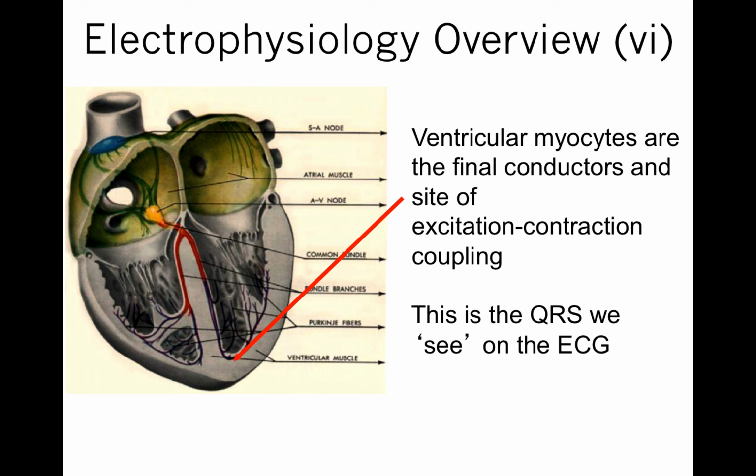Now, the ventricular myocytes are the final pathway. So following depolarization of the His Purkinje system, the electric impulse will relay to the myocytes, and this will conclude in contraction of the heart, of the ventricles, and the blood going towards the lungs and the rest of the body.